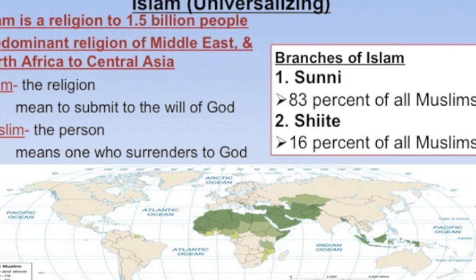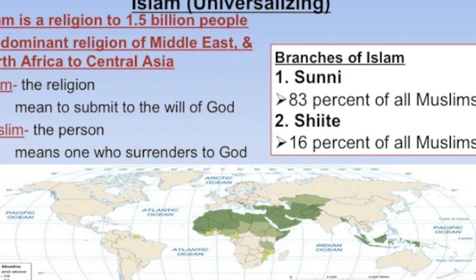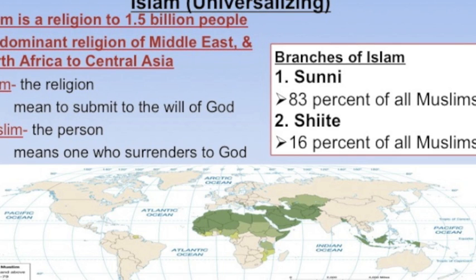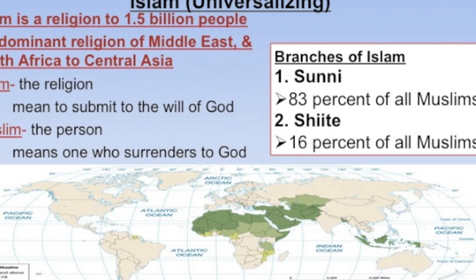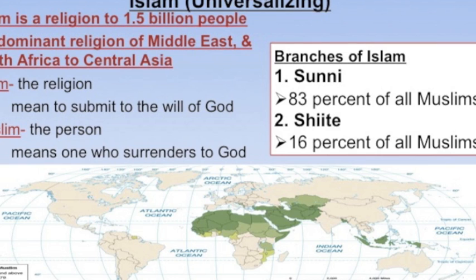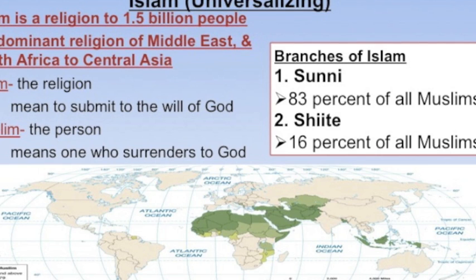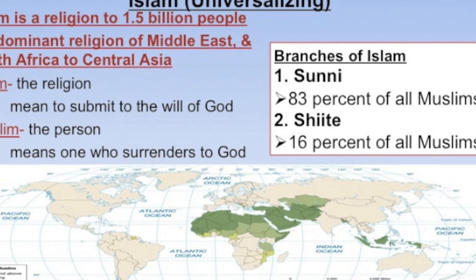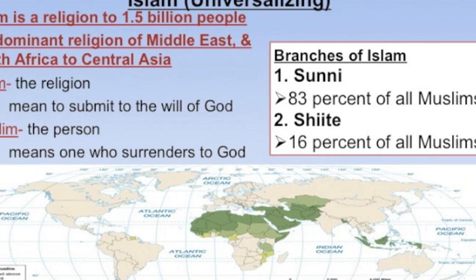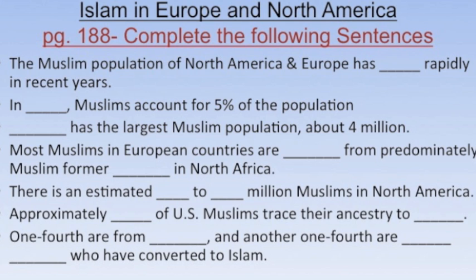Islam is the religion, which means to submit to the will of God. And Muslim is the follower, the person who believes in Islam. The reason I'm explaining that is because sometimes the words are used incorrectly, where a person may say, are you Islam rather than are you Muslim? Just to clarify any confusion about which is the religion and which is the follower.